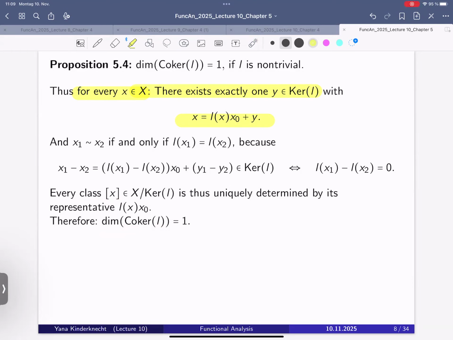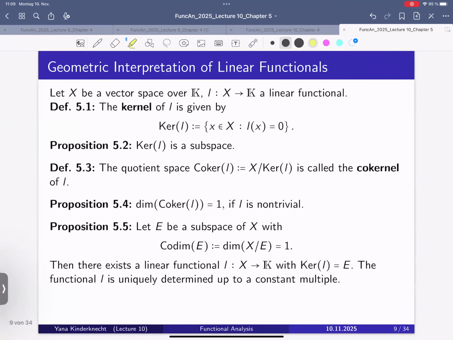Okay, this is a kind of summary. Let us go further. So let E be any subspace of X whose codimension, that is dimension of this quotient space, is 1.